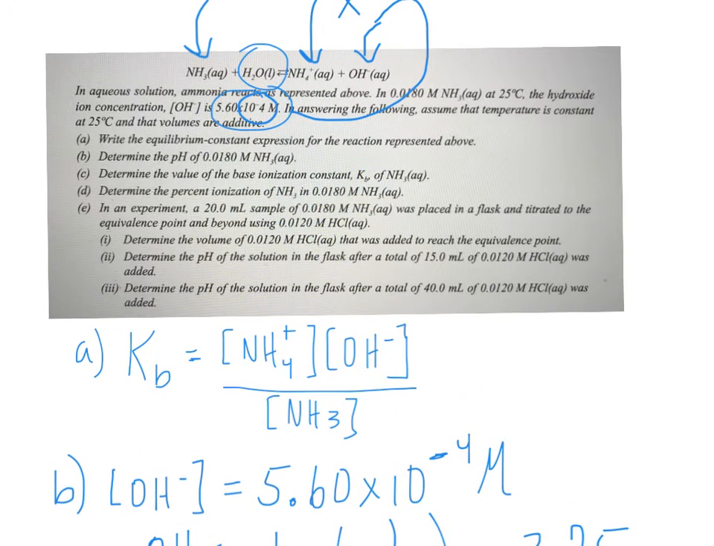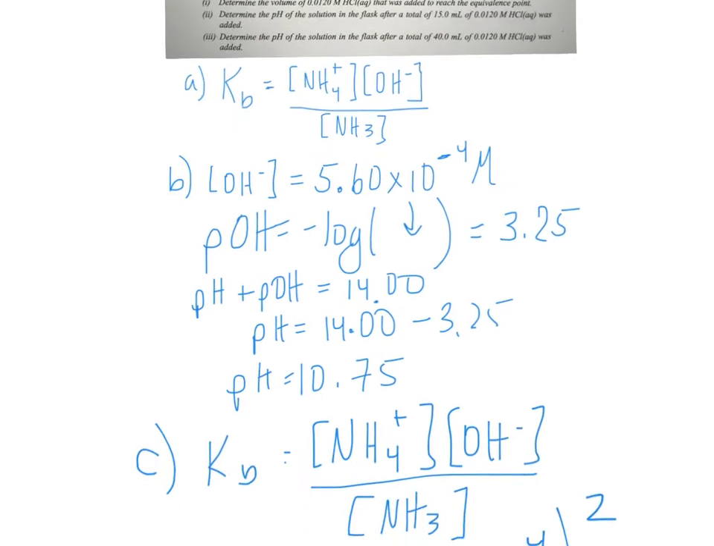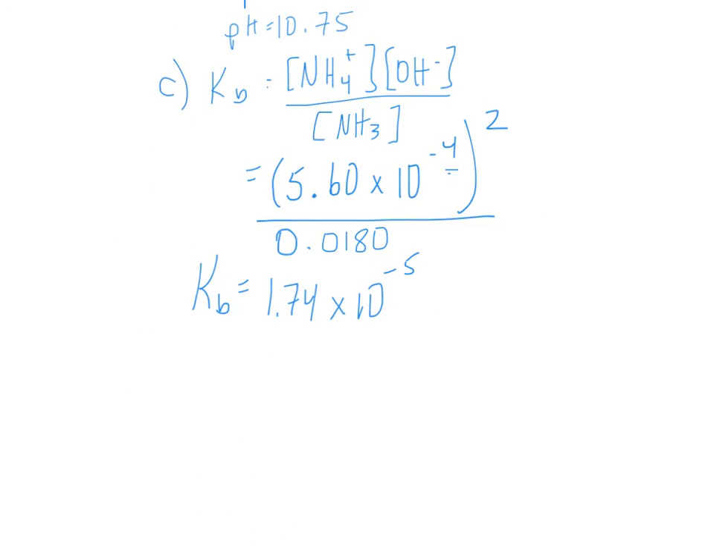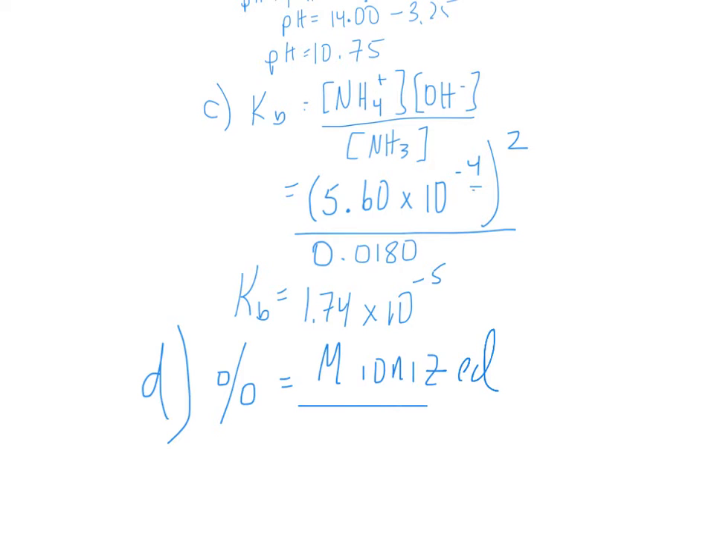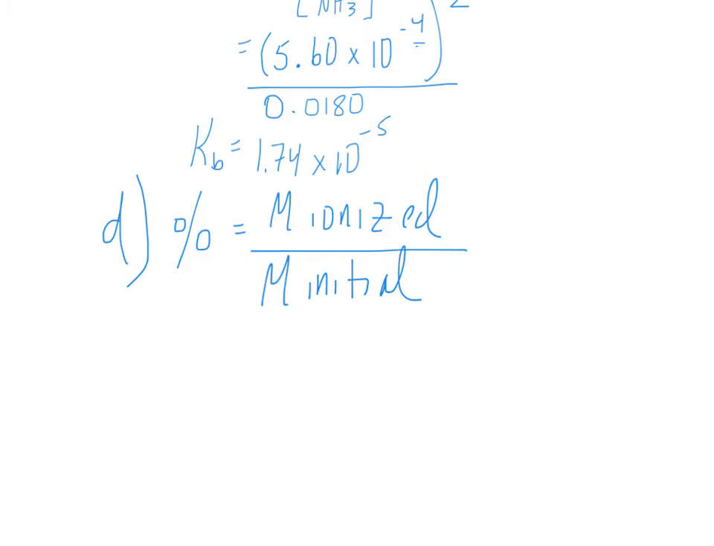Let's return now to read the next part of the problem. Determine the percent ionization of ammonia. Well, the percent ionization is going to tell us basically what molarity is ionized relative to the original molarity. So for our percent ionization, it's the molarity ionized over the molarity initial, or the molarity total. We could also use moles here because it's the same solution.